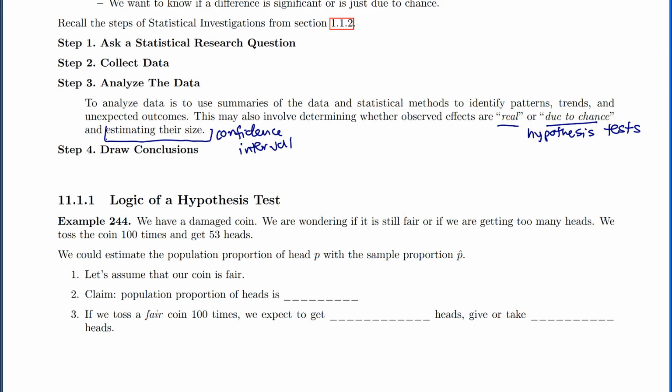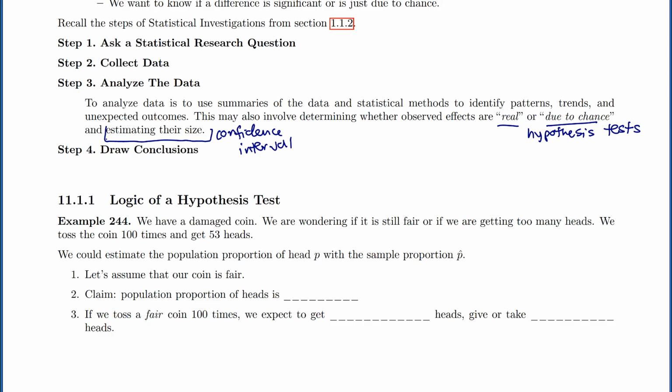So let's say we have a damaged coin and we're wondering if it is still fair or if we're getting too many heads. We toss the coin 100 times and get 53 heads. Okay, sounds like it's probably fair. Doesn't sound too off. But instead of just saying, based on what our gut is saying, let's figure out how to quantify this.